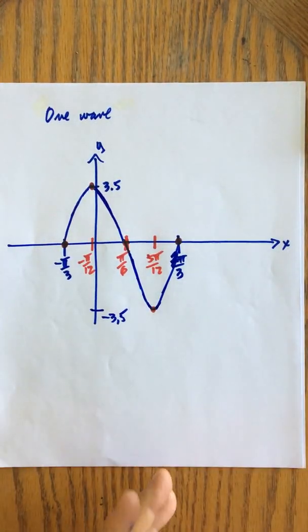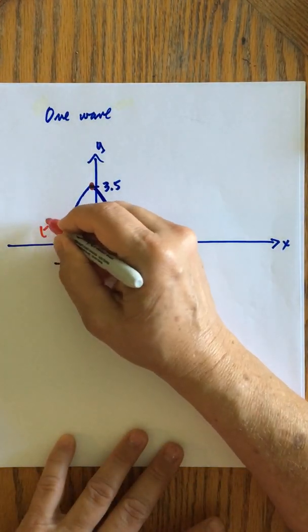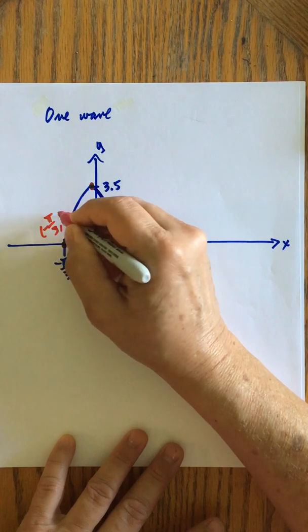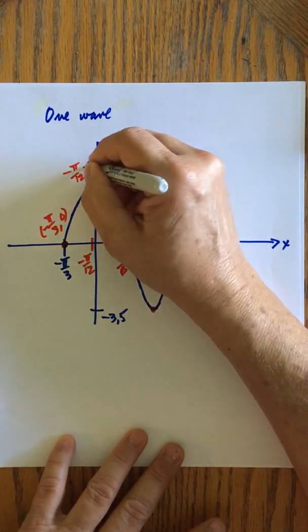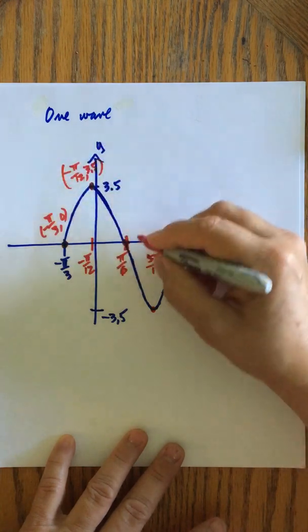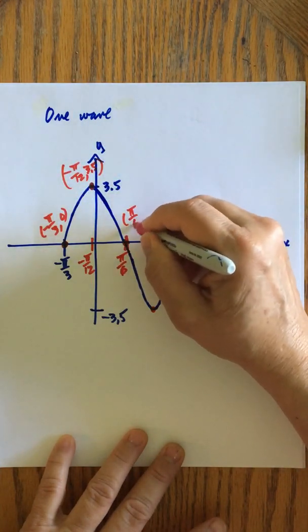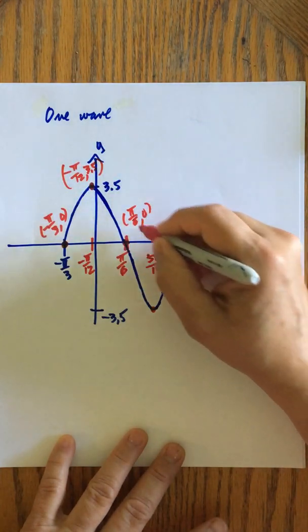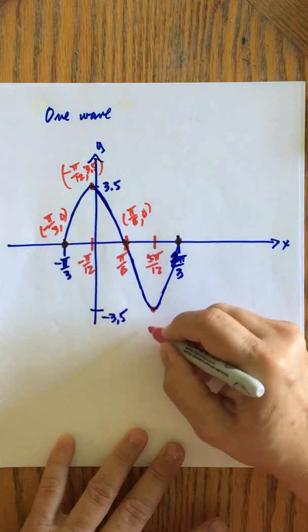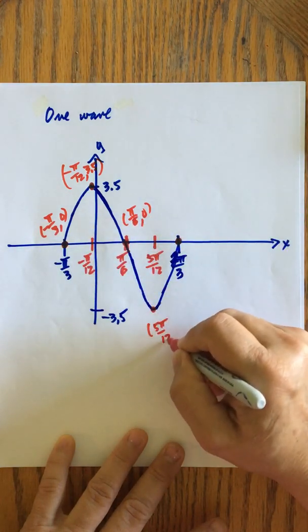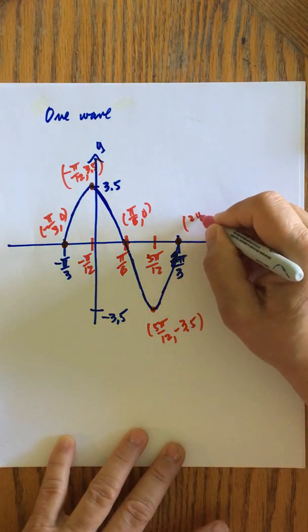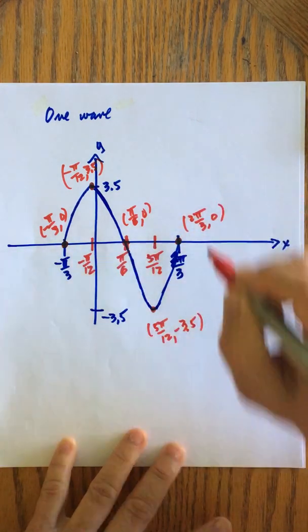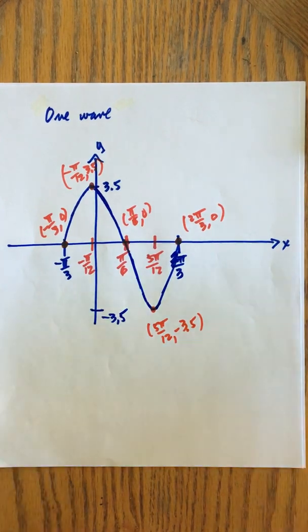And so now if you were asked to label the quarter points, I would say here negative pi over 3, 0. And then over here I'd be at negative pi over 12, up 3.5. Here I'd be at pi over 6, back to 0. And over here I'd be at 5 pi over 12, negative 3.5. And I'd be here at 2 pi over 3 and back to 0. Okay? So that's my first wave.